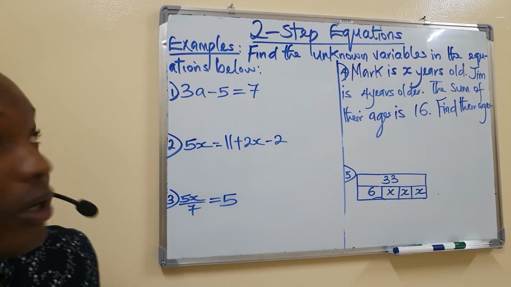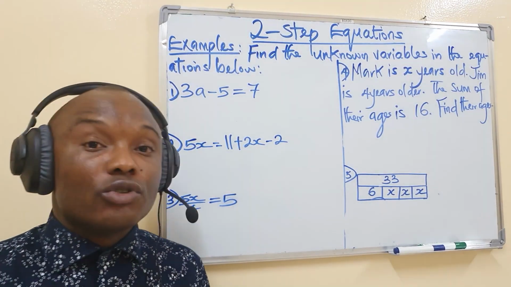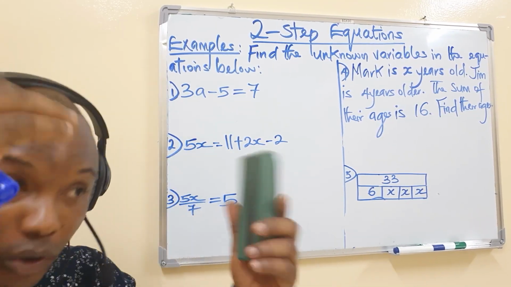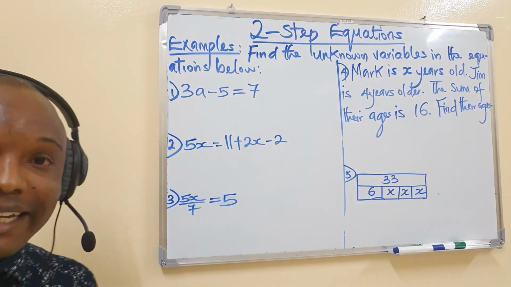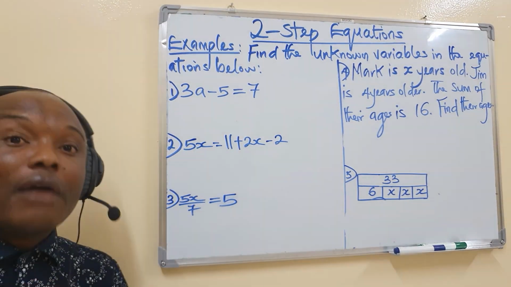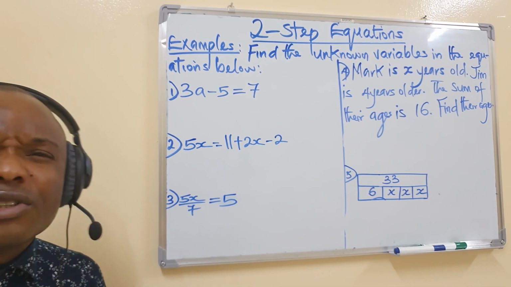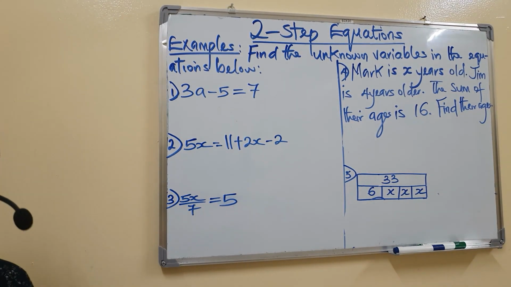The same way you solve a one-step equation is how you also solve a two-step equation. The only difference is that in a one-step equation, only one step was involved in the solution. But in a two-step equation, you have to do something and do something again. Don't worry, it's also the same. Just apply the same rules you applied earlier. Let's go into action quickly.